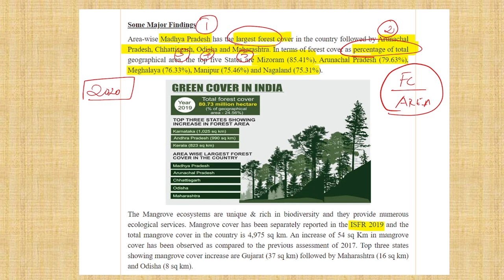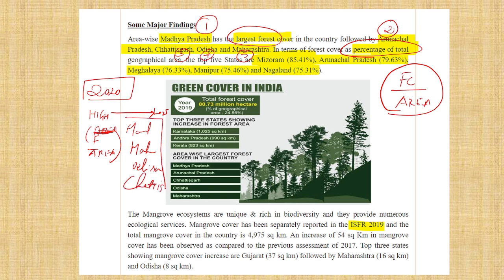They have asked this based on this report, I guess. But what they gave is high forest coverage, that is, forest cover by area. So they asked for proportion and they said map high to low. And the options they gave were Madhya Pradesh, Maharashtra, Odisha and Chhattisgarh. I will repeat: Madhya Pradesh, Maharashtra, Odisha and Chhattisgarh.